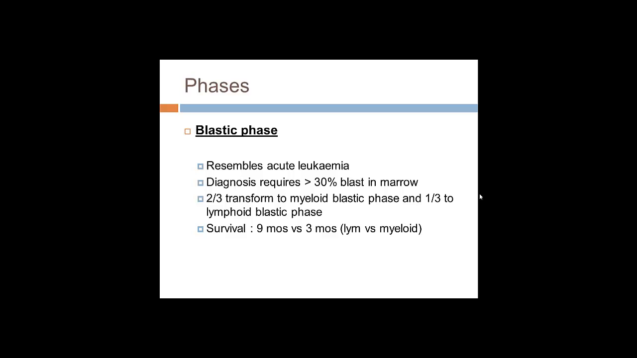The blastic phase resembles acute leukemia. Diagnosis requires more than 30% blasts in marrow. Two-thirds transform to a myeloid blastic phase and one third to a lymphoid blastic phase. Survival is 9 months to 3 months, comparing lymphoid and myeloid blastic transformation.